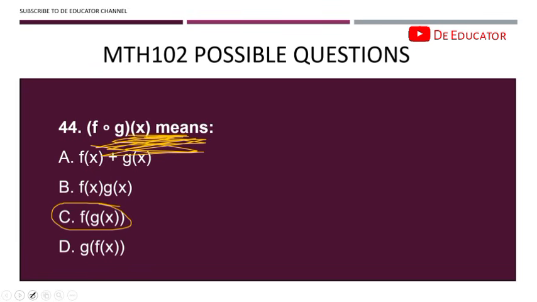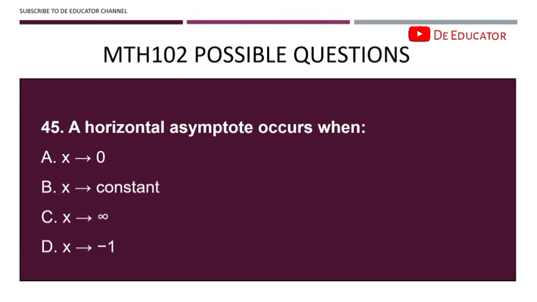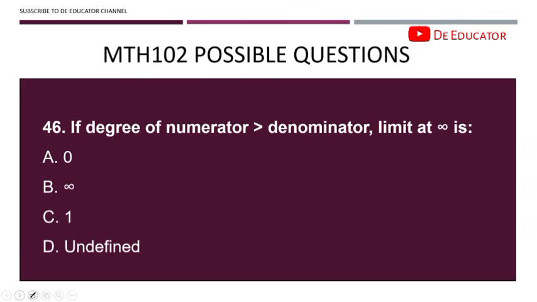Next question. A horizontal asymptote. Remember vertical asymptote. Now we have horizontal asymptote here. So horizontal asymptote occurs where x is infinite. Infinity. That's when you have horizontal asymptote. 46. If degree of numerator is greater than denominator, the limit at infinity will be infinity. Question is very simple and straightforward because numerator is greater than denominator.